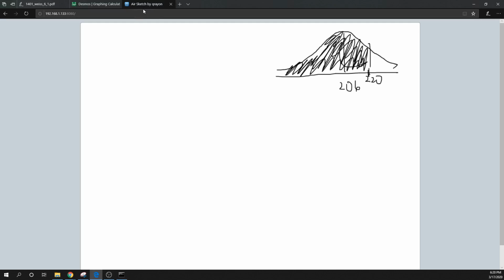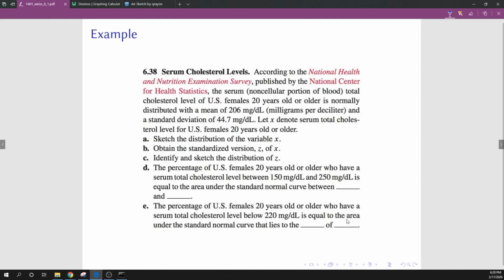We don't really need that 206 in there for this problem, so I'm just going to erase that one. So that's the picture of what we're looking for. The first word they're looking for on this one is left, to the left of. On the original normal distribution, that's what we'd be finding. So what they want to know is the z-score for that.